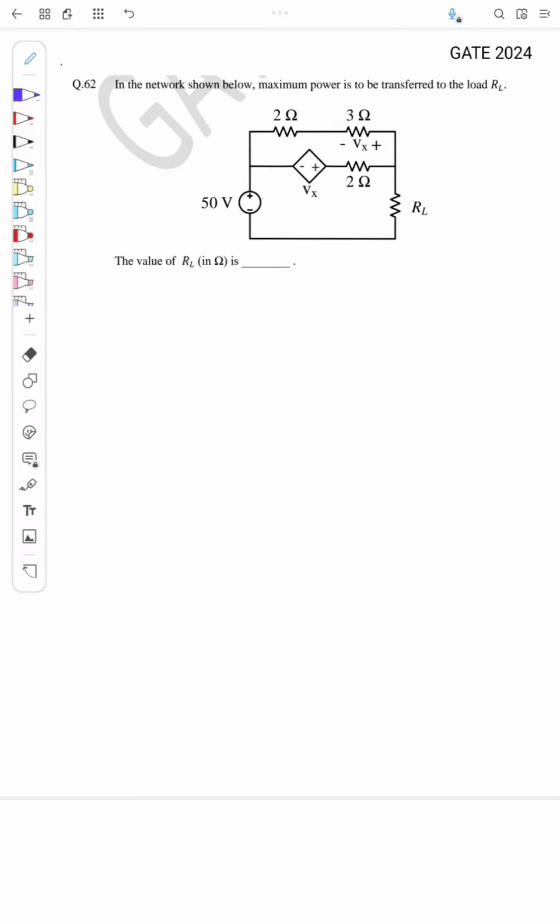So this is a question from GATE 2024. The question is, in the network shown below, the maximum power is to be transferred to the load RL. The value of RL is? So what should be the value of RL such that maximum power is transferred to the load?